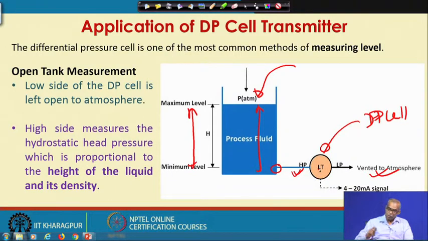So, the output of the DP cell will be the difference between the pressure here and the pressure here. This pressure is atmospheric pressure. So, this is related to the density of the liquid and the height of the liquid. You know the well known formula P equal to rho g h.